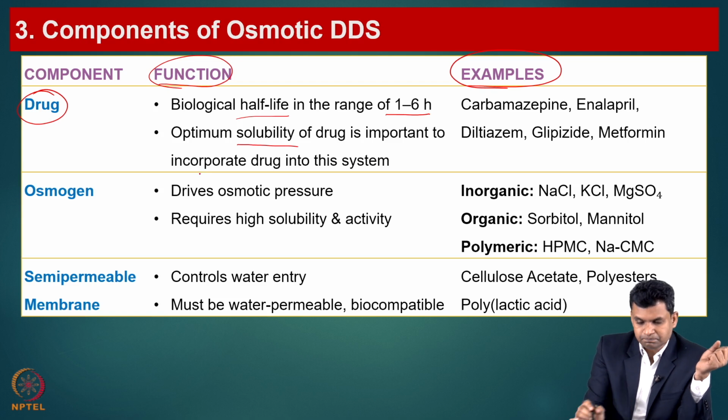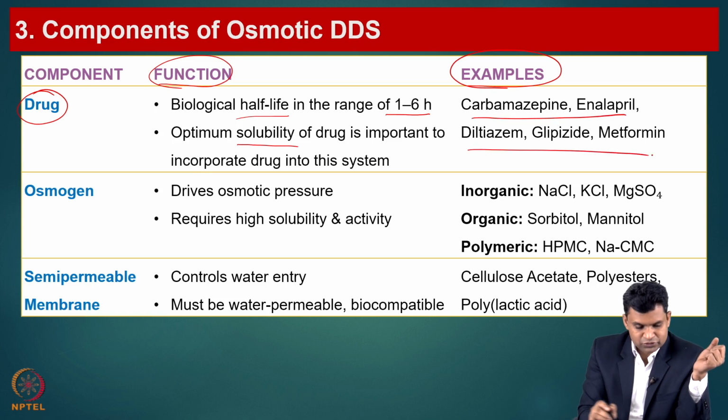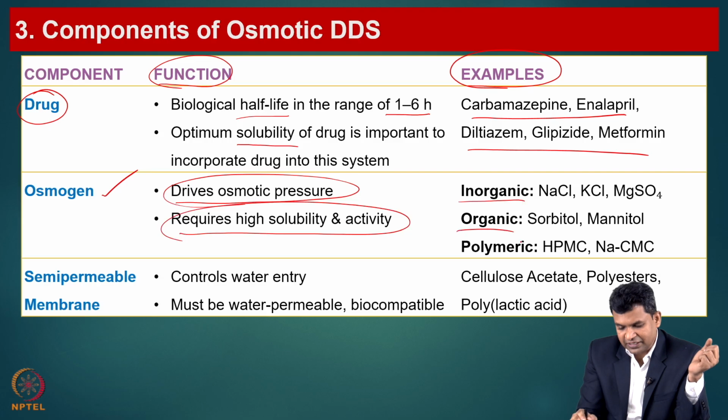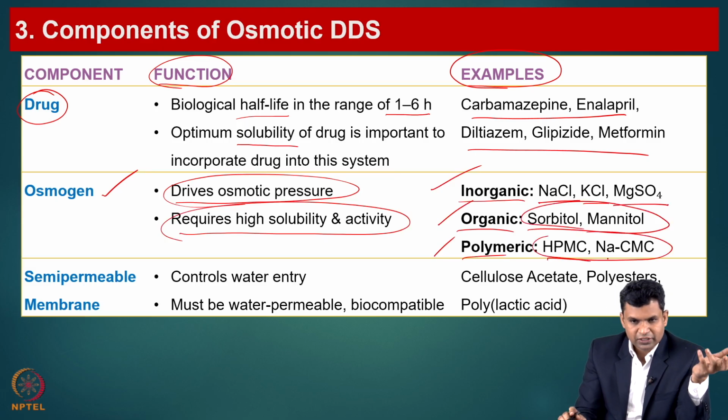So these are the various drugs that can be used, and even the osmogen that creates the osmotic pressure requires high solubility and activity. These are the osmotic agents, as I mentioned: inorganic, organic and polymers, such as sodium chloride, potassium chloride, magnesium sulfate, sorbitol, mannitol, and there are polymer salts that can also be used.